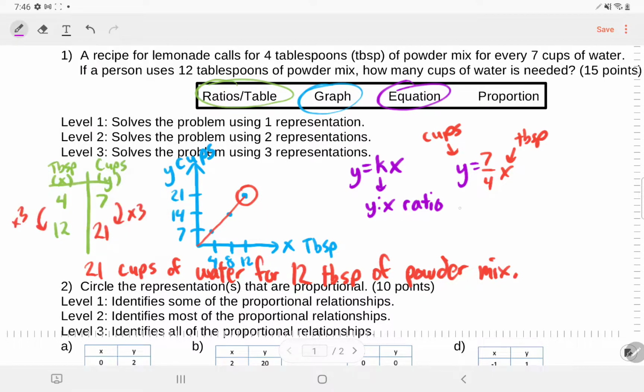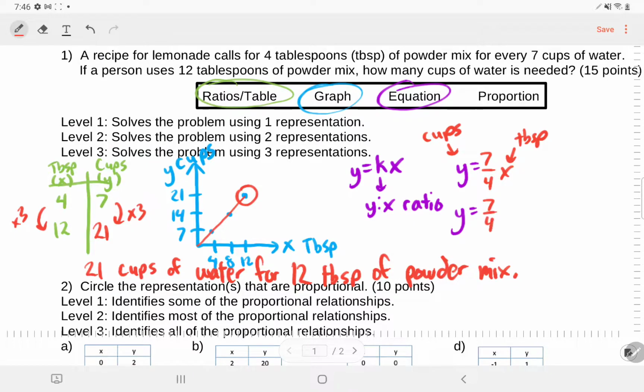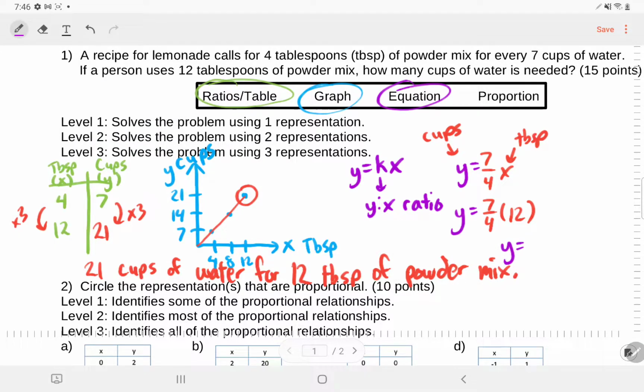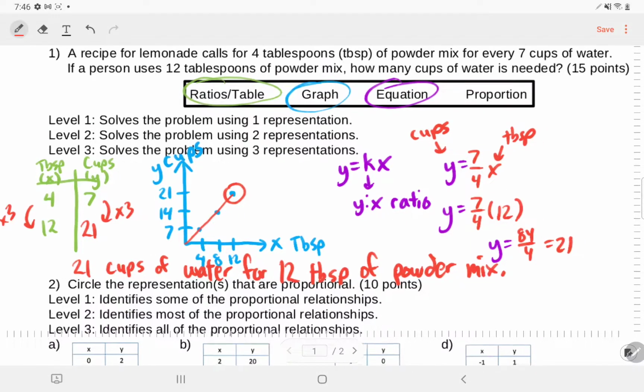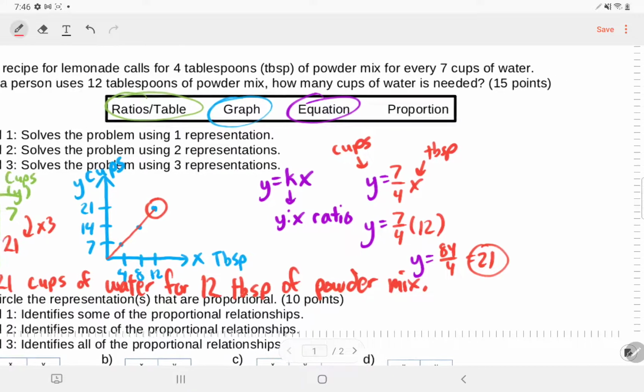If we want to solve for this, well, we do y equals 7 over 4 times our 12 tablespoons, because that represents x. 7 times 12 gives us 84. And then we have over 4. 84 divided by 4 is going to give us 21. So once again, we still have our answer as 21 cups of water for 12 tablespoons of powder mix.